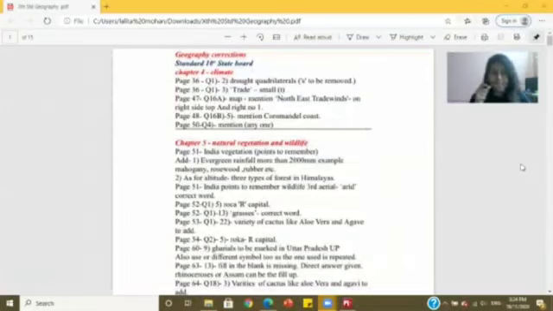Page 63, question 1, 3, that is 13. Fill in the blank is missing. Direct answer is given. So, either rhinoceros can be underlined or Assam can be underlined. Page 64, question number 18, that is 3. Varieties of cactus like aloe vera and agave has to be added.